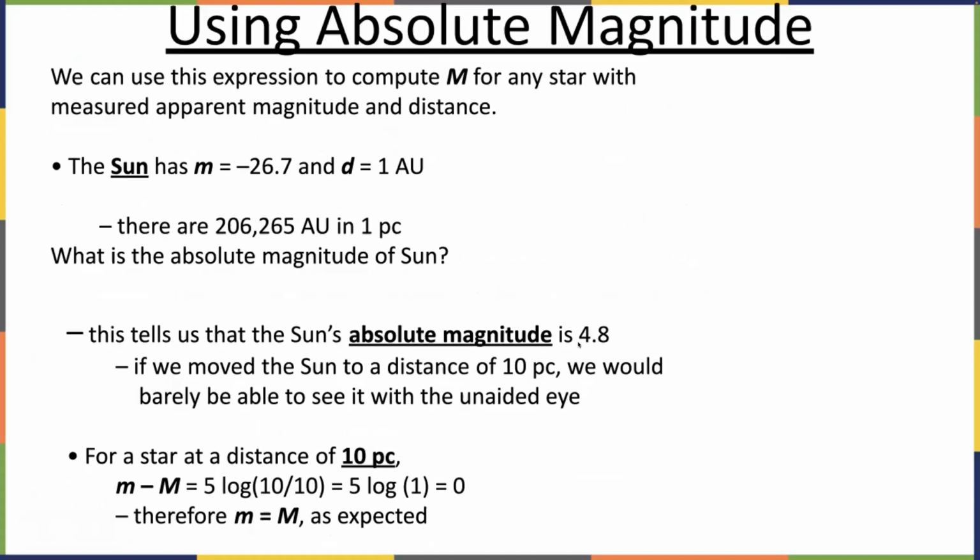Now, you may be surprised that if you consider the absolute magnitude of the sun, that means if you keep the sun at a distance of 10 parsecs, because the sun is very close to us now, it's not even 1 parsec, it's less than 1 parsec. It's a very small value in terms of parsecs, right? But if you keep the same sun at a distance of 10 parsecs, then we would barely be able to see it with the unaided eye.